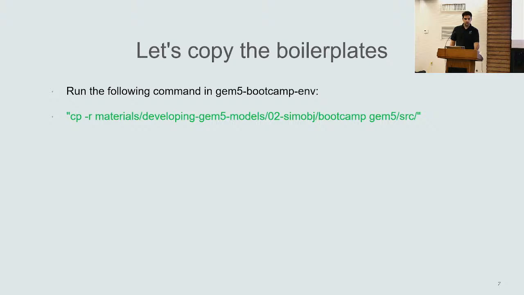So what I want you guys to do is to run this command and copy all the boilerplate code that I'm going to provide to you into the gem5 directory. Every C++ code that is compiled from gem5 is in the source directory. So let's copy materials developing gem5 models, 02 SimObj, bootcamp, into gem5 source. I'm going to give you guys 1 minute to do this, and I want a thumbs up from someone who has done it. OK, great.